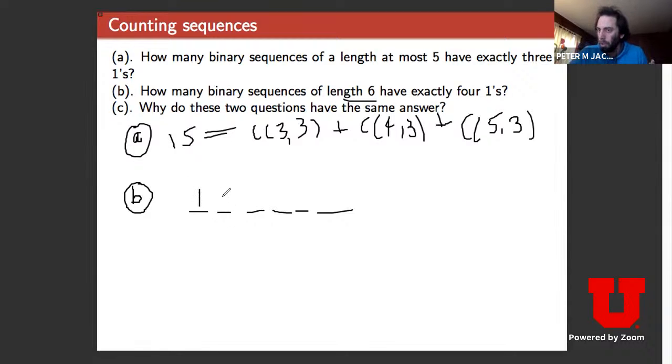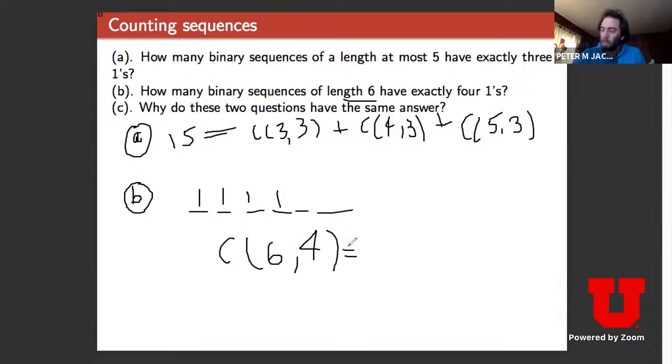It doesn't matter if we pick this slot first and then pick these 3 slots, or if we pick this slot first and then those 3 slots. That wouldn't make a difference. This would still be a single way to have exactly 4 ones. So again, it's a selection where there are no repetitions and the order doesn't matter, and we're selecting 4 from 6. So the answer is C of 6 choose 4.